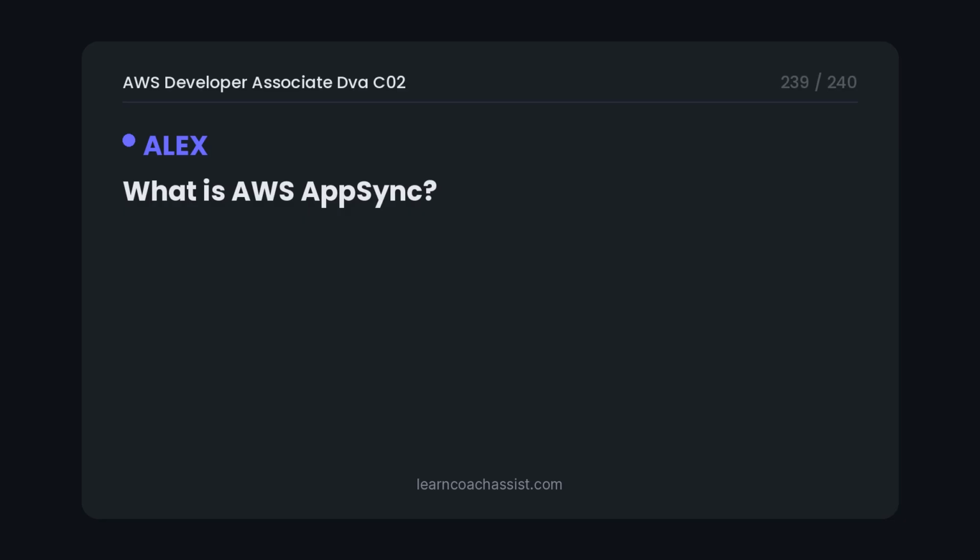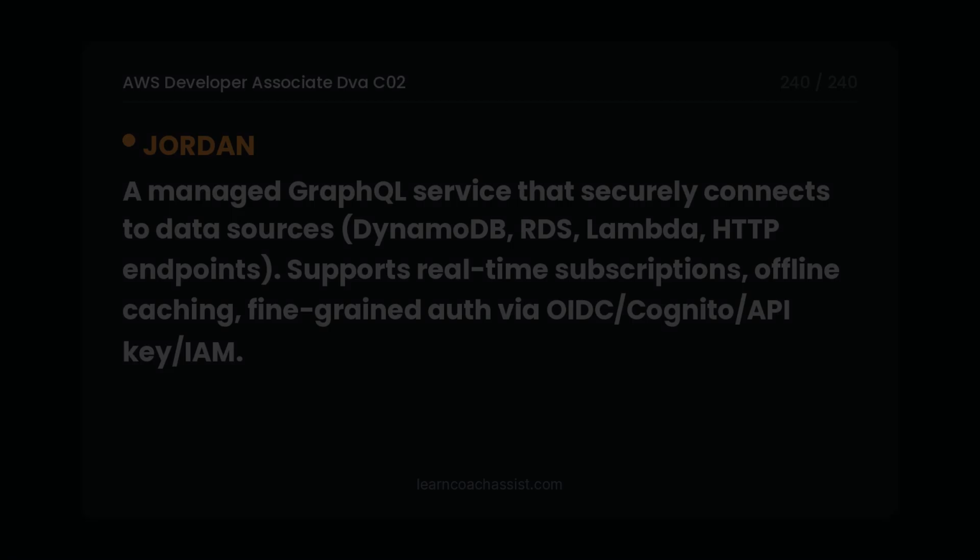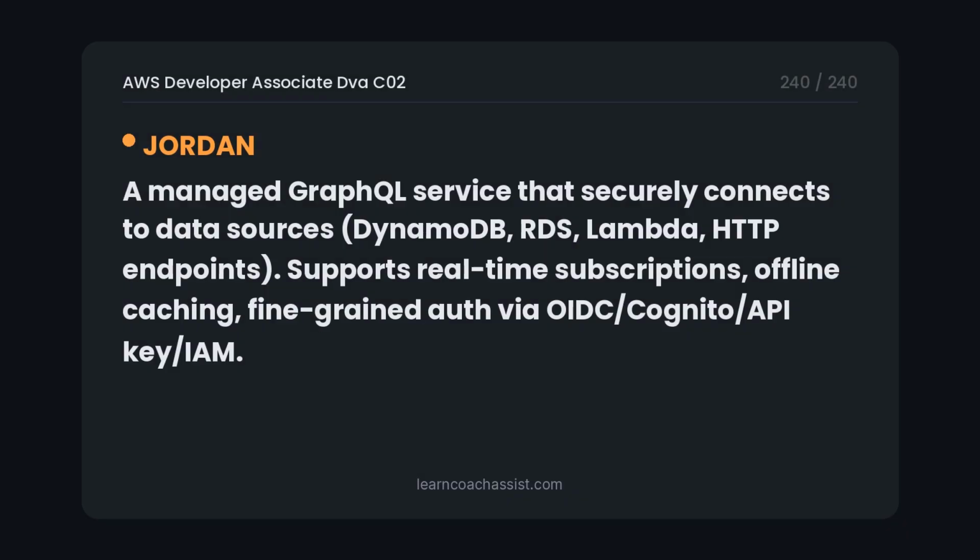What is AWS AppSync? A managed GraphQL service that securely connects to data sources, DynamoDB, RDS, Lambda, HTTP endpoints. Supports real-time subscriptions, offline caching, fine-grained auth via OIDC/Cognito/API key/IAM.